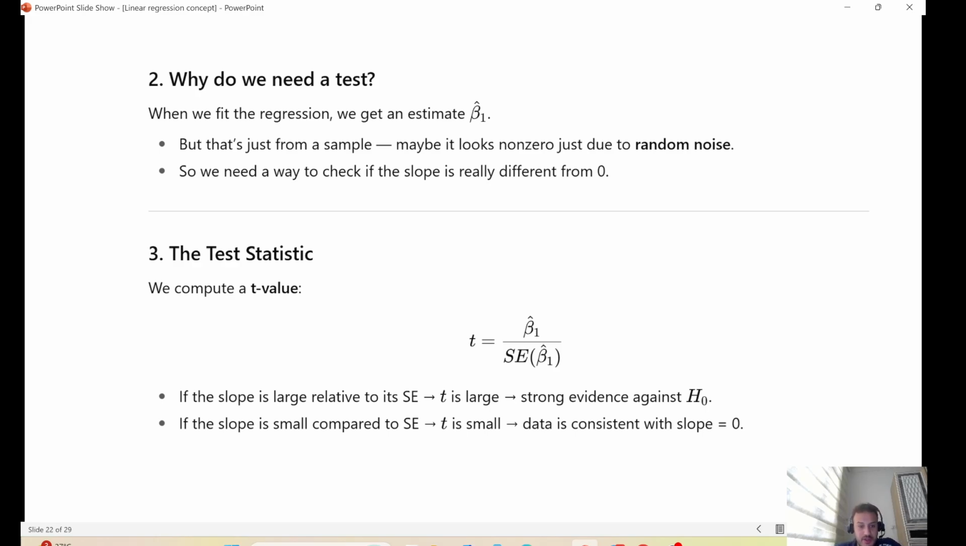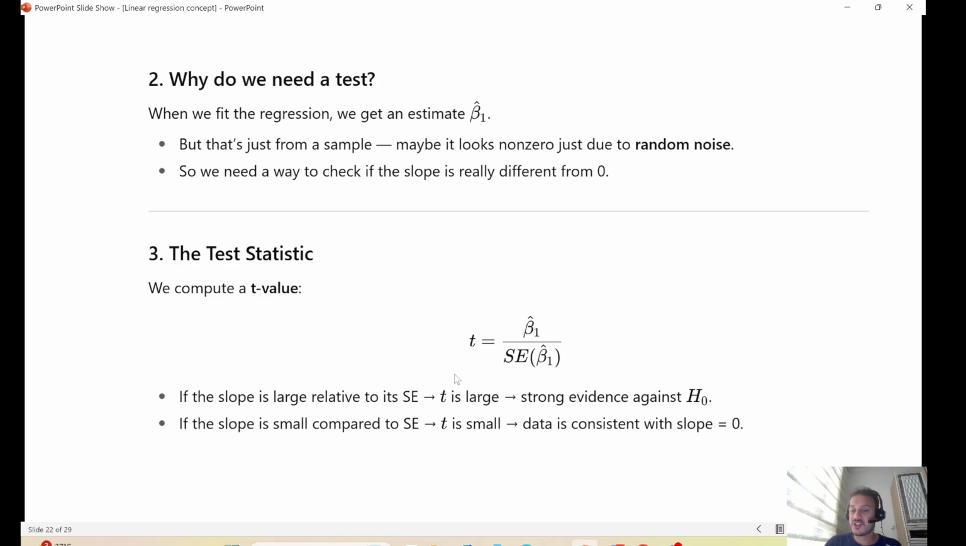And this is the t-value. If the slope is large, the t is large. If you receive a large value of t when you run your model, that means your beta 1 is large. Strong evidence against H0. And what does that mean? It means your hypothesis test for beta 1 equal to 0 is rejected. H0 means that your beta 1 equals 0, and we need to disprove that. So H0 is being argued against.